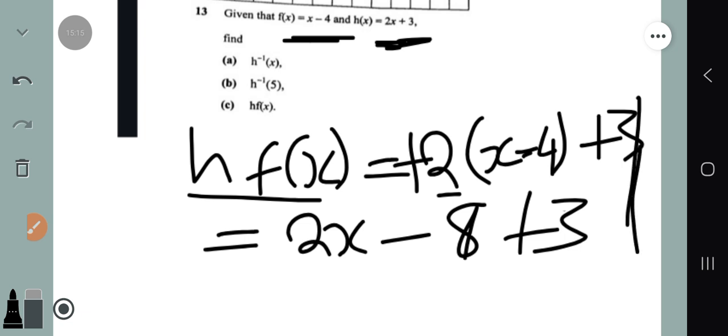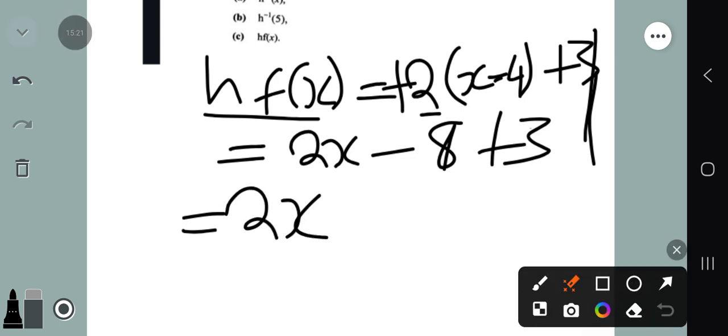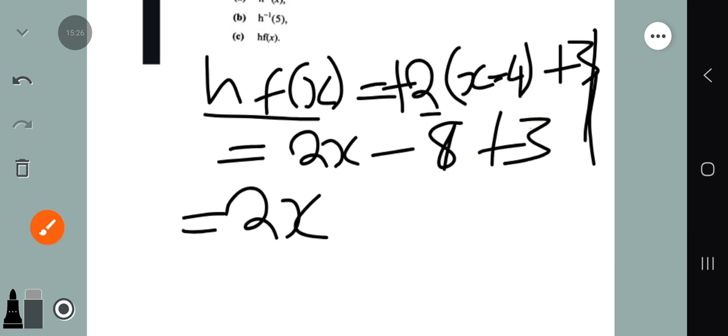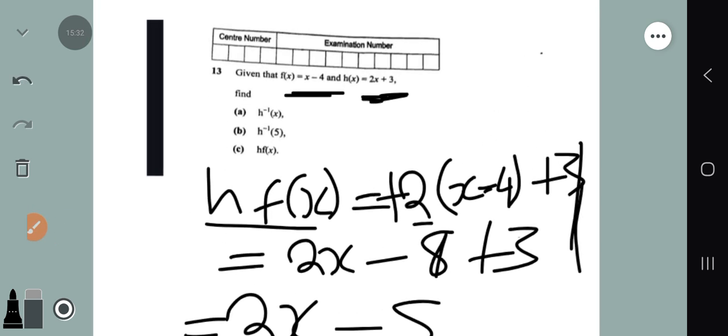Right? So we are going to say 2x. Here we collect like terms. What is negative 8 plus 3? You're going to have negative 5. So this is the answer. So here we have answered that one and that one.